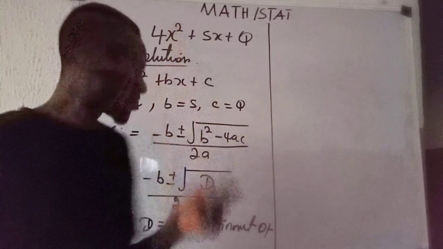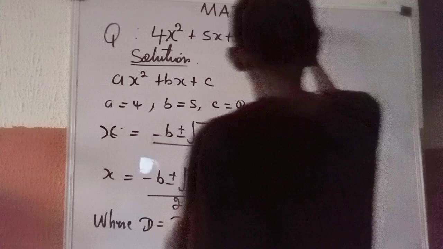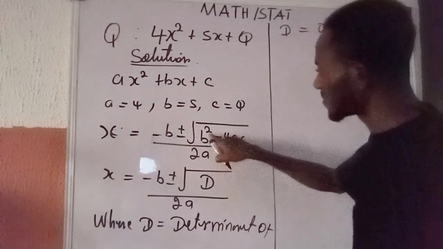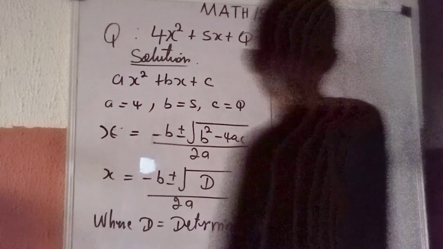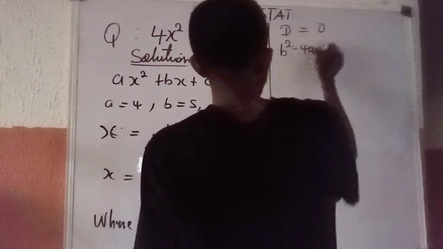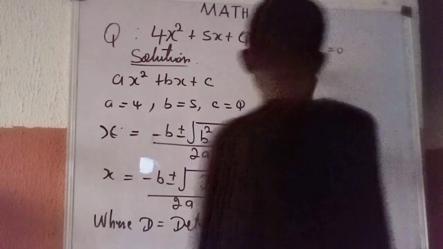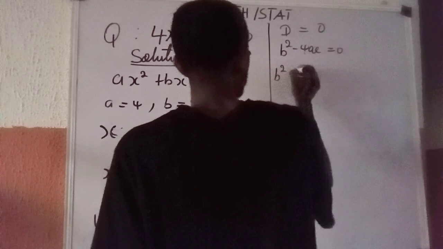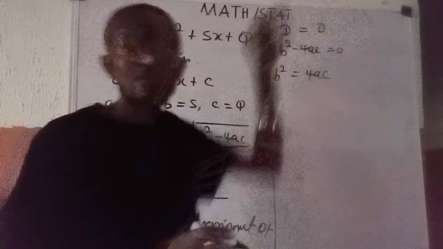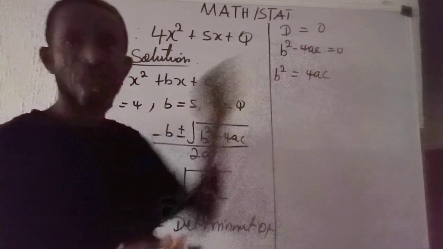These are the two conditions when this D becomes 0. And of course, when D becomes 0, we have D equals 0. And you know that D is b squared minus 4ac. So b squared minus 4ac should now be equal to 0. This 4ac can come over to the other side of the equation, and we have that b raised to power 2 equals 4ac.